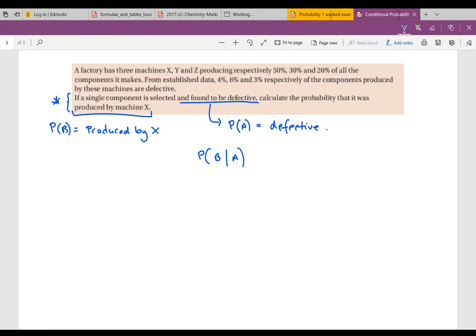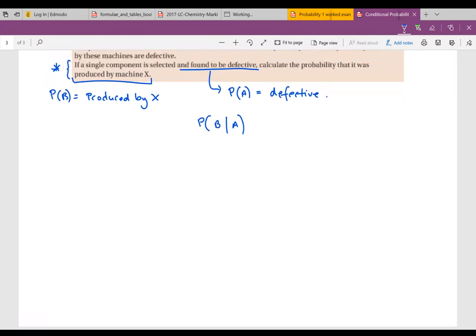Okay, so there's a couple of different ways to go about this question. One, and I want to bring you back to your junior cert probability, is to look at a tree diagram. You don't have to use the tree diagram, but I think this is a really nice way because we are talking about three different machines. So machine X has a 0.5 chance, Y has a 0.3, and Z has a 0.2 chance of producing it.